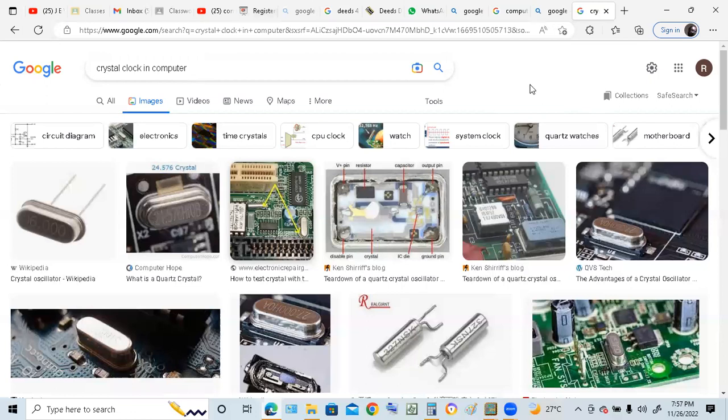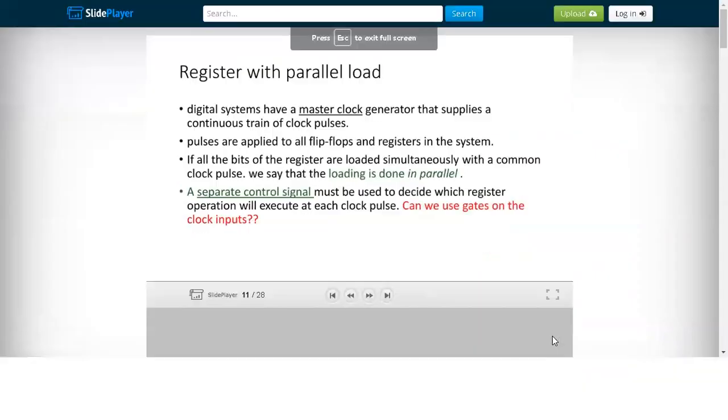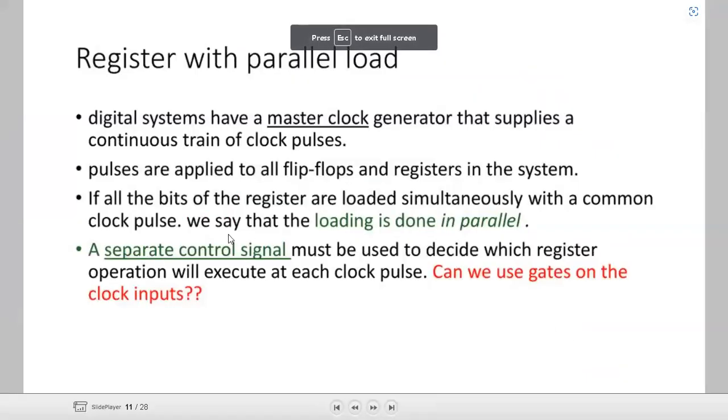Where is it? All right, so this is a system of a master clock generator that supplies a continuous chain of clock pulses. And everything else that you plug onto the computer has to follow the master clock. It has to have the same rhythm. Pulses are applied to all flip-flops and registers in the system. If all the bits of the register are loaded simultaneously with a common clock pulse, we say that the loading is done in parallel.